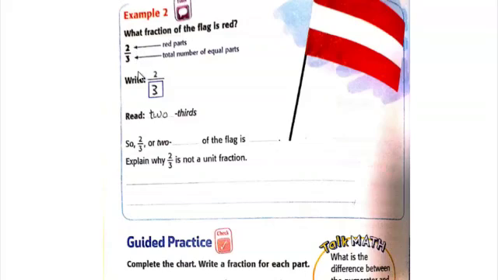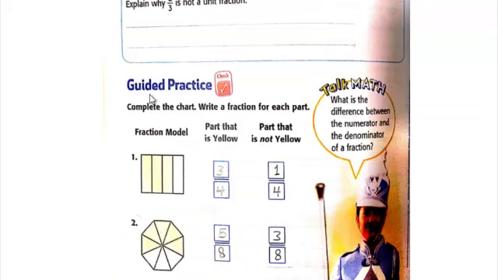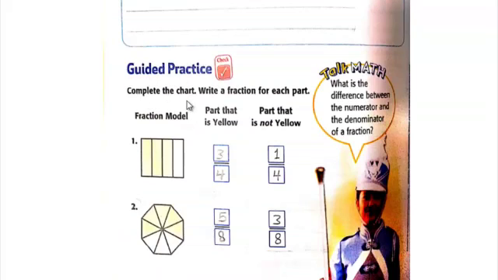When you read this fraction, you will say 2/3, as 2 is a plural number. Okay? Guided practice. Complete the chart, write a fraction for each part. First, fraction model. Second, part that is yellow. Third, part that is not yellow. Let's take example number 1.